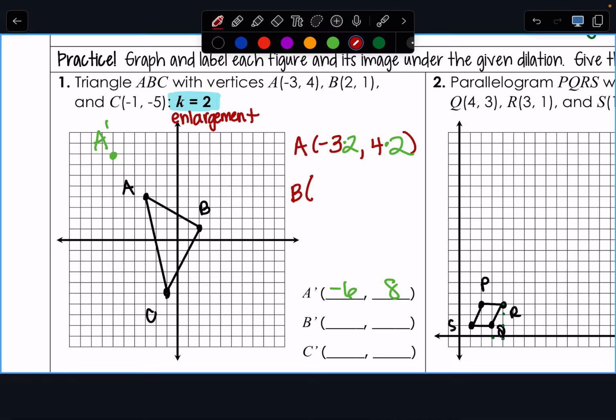Now, coordinate B is the coordinate 2, 1. We need to multiply it by our K of 2. What is 2 times 2? And what is 1 times 2? So our new B coordinate is 4, 2.